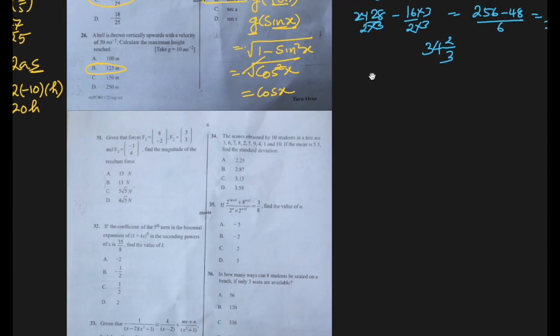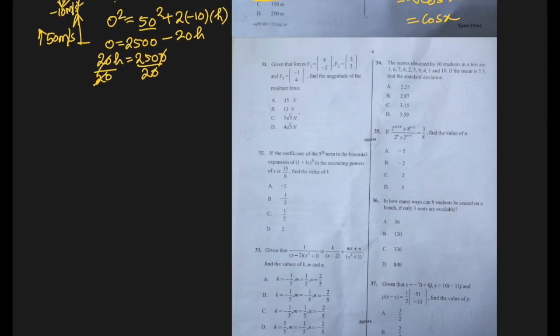Alright, number 31. Given that force F1 is this, F2 is this, F3 is this, find the magnitude of the resultant force. Can't be this easy. Okay, this is easy. So what can we do? We'll just add these three forces.